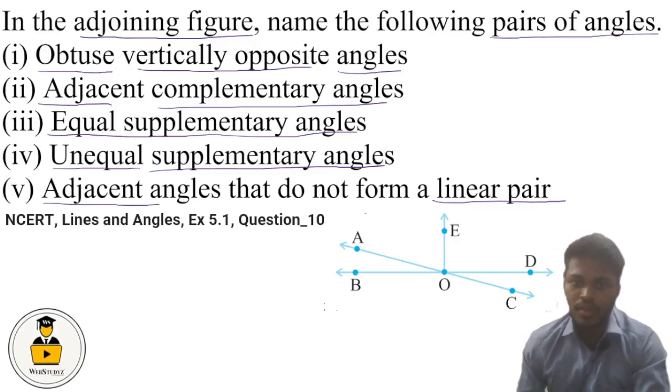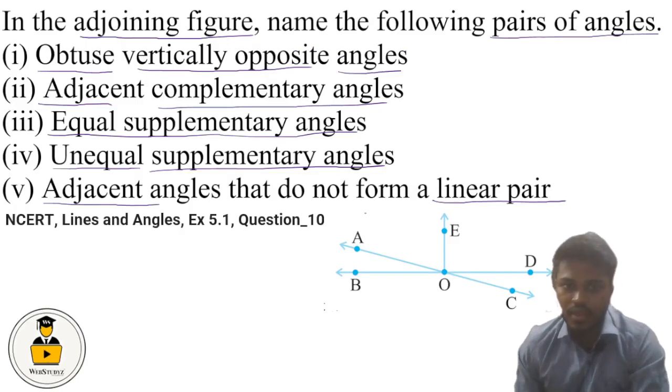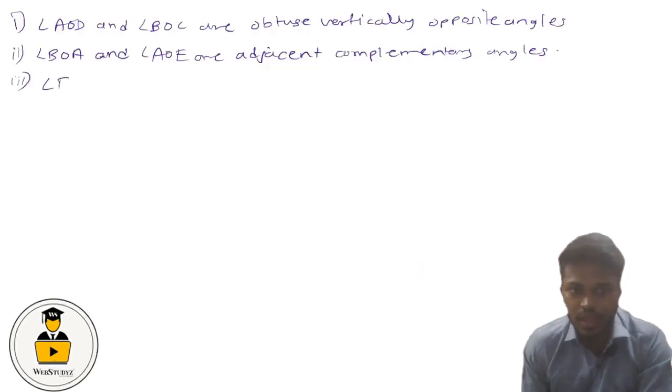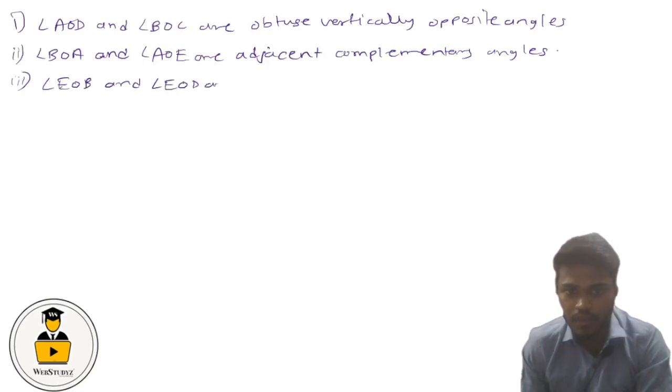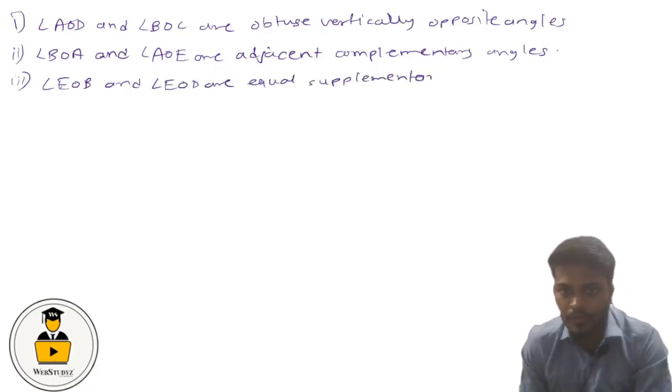Third is we want equal supplementary angles. Now we know that supplementary angles are the angles for which the sum of the angles is equal to 180 degrees. So since we want equal supplementary angles, this will be the pair of right angles. So it will be EOB and EOD. So we can say that EOB and EOD are equal supplementary angles.